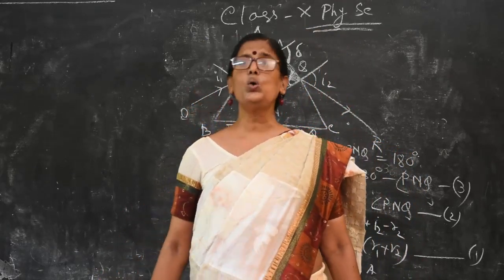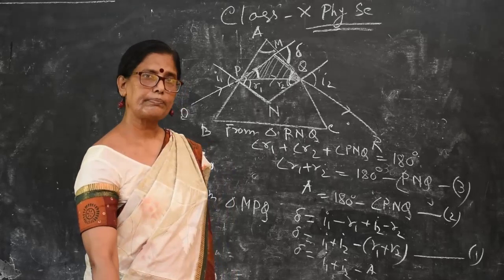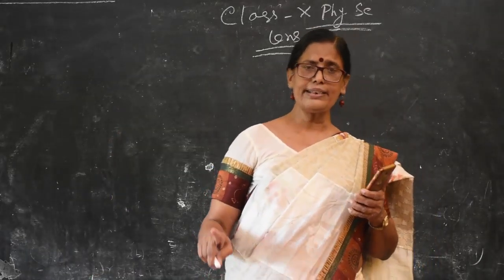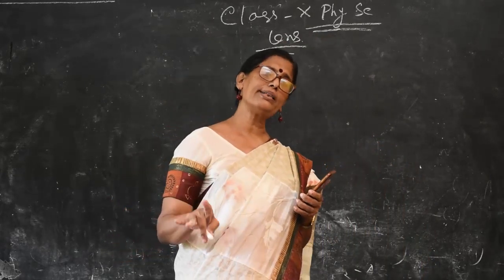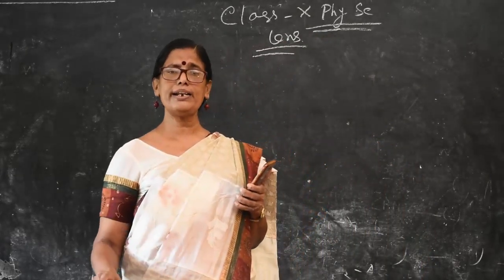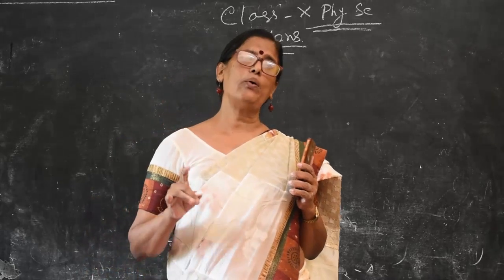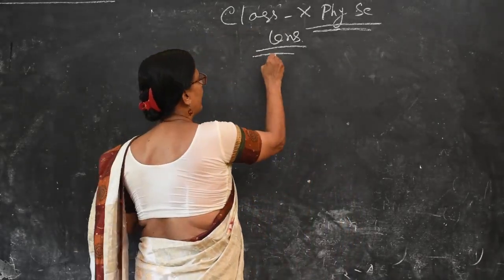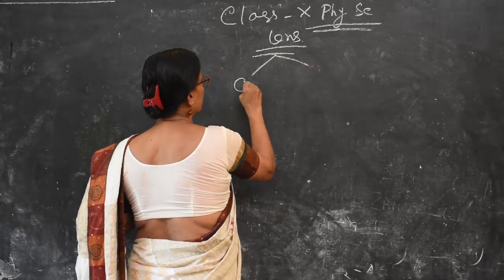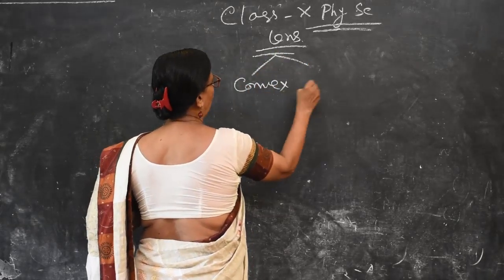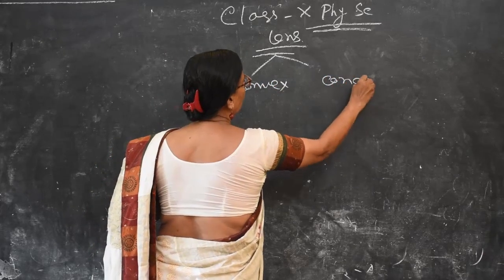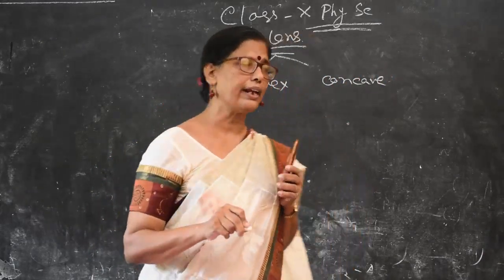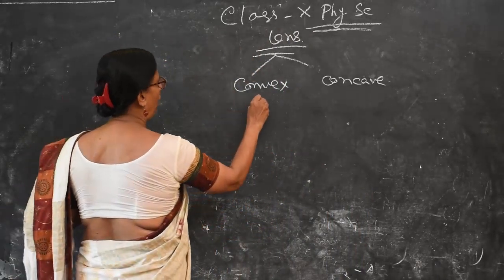There are two types of lens in our syllabus. One is the converging lens, called the convex lens, and one is the diverging lens, called the concave lens. So today we discuss these two lenses, convex and concave. A convex lens has the power of converging. A convex lens is drawn like this.